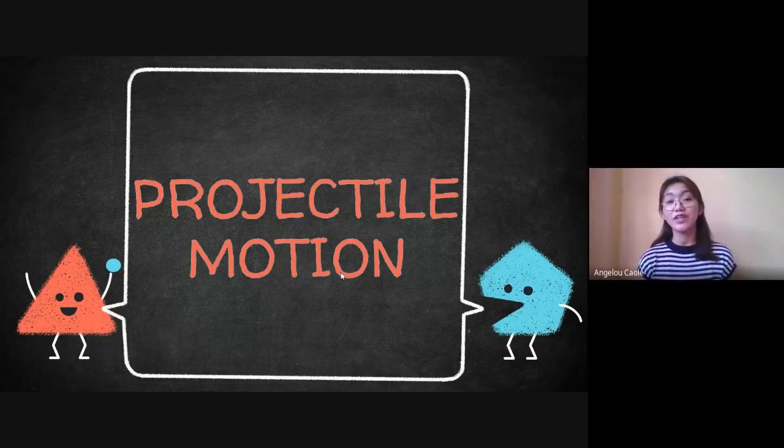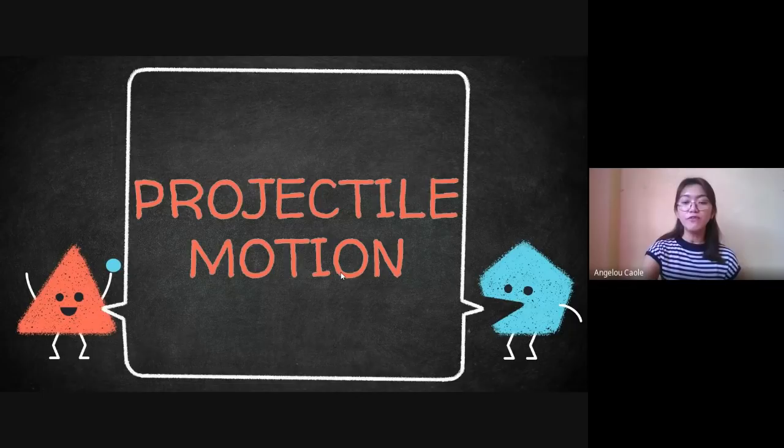So what is projectile motion? Projectile motion is the motion of an object thrown, projected, or launched into the air. For example, a cannonball fired from a cannon, throwing a basketball in the basket, and of course, water escaping a hose. Those are the real life applications of projectile motion.